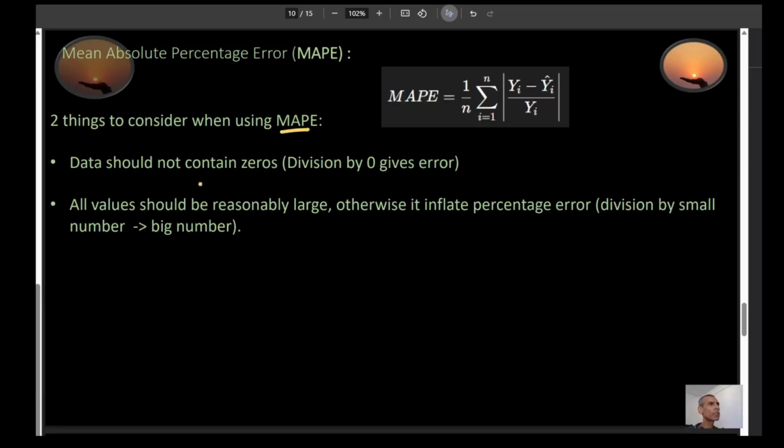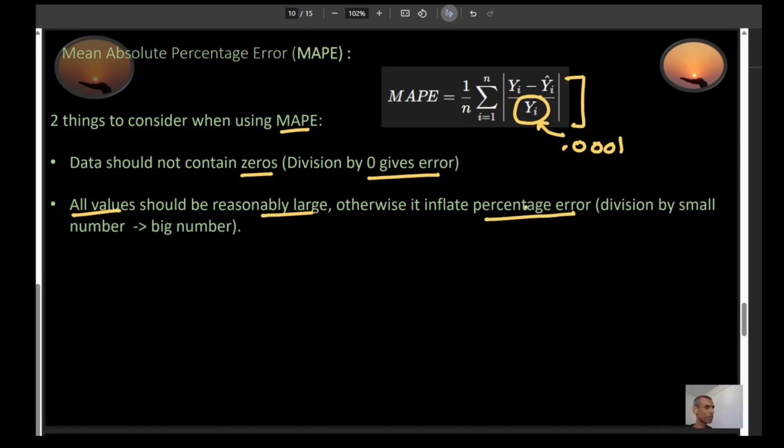Now, a few things you want to consider when you are using MAPE. The first one is that your data should not contain 0. Well, that makes sense because you're dividing by your yi, this is your original data. So if your yi is 0, if you divide by 0, this is going to give you an error. This is not going to make sense. Also, all your values should be reasonably large. Well, that's because you're dividing by this number right here. If this number is very small, let's say it's 0.0001, then if you divide something by a very small number, this expression is going to get very big. So this will inflate your percentage error.